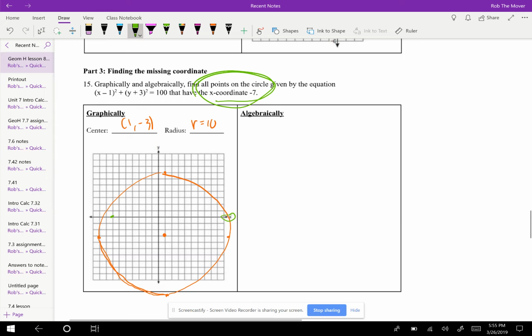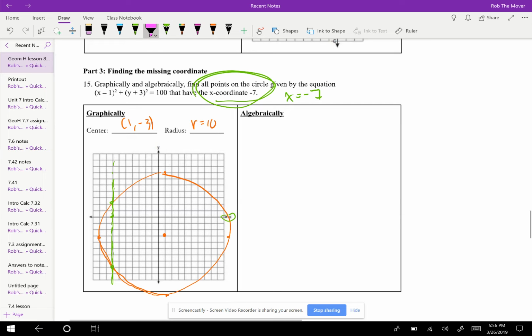If you were to graph all the points where x equals negative 7, it would be a vertical line. And it looks like that vertical line is going to cross at 2 places, right? Depending on how accurate I was graphing my equation of my line and my circle could say a lot about how close we are.